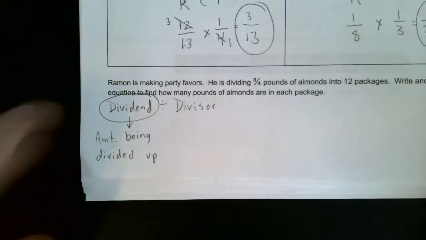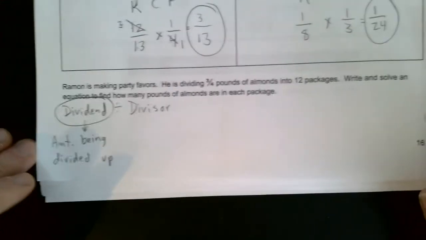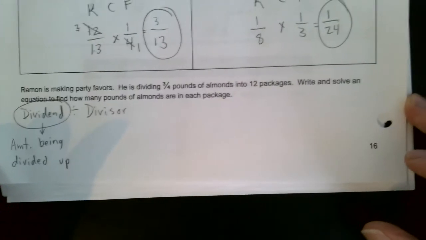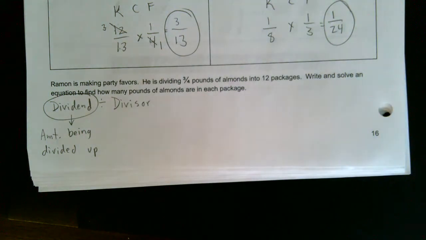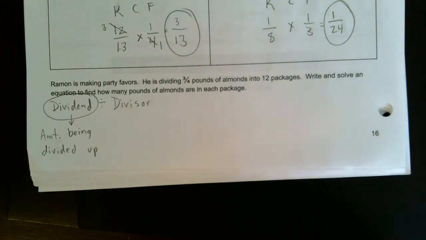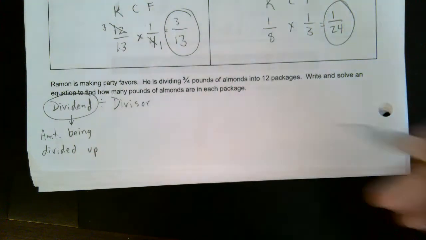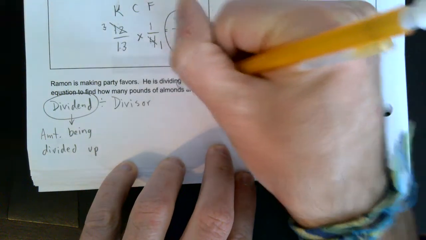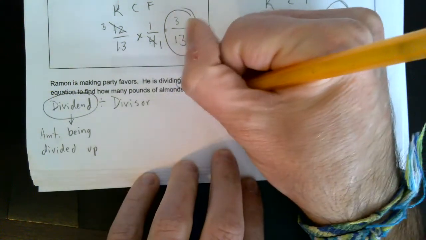Okay, let's check this one about Ramon on the bottom of page 16. Ramon is making party favors. He is dividing 3/4 pounds of almonds into 12 packages. Write and solve an equation to find how many pounds of almonds are in each package. So you have to ask yourself, what amount is being divided up? Is he dividing up the almonds or is he dividing up the packages? Well, he's dividing up the almonds into packages. So this number here is the dividend. That's the number that's going to go first. This is the amount we're dividing up.